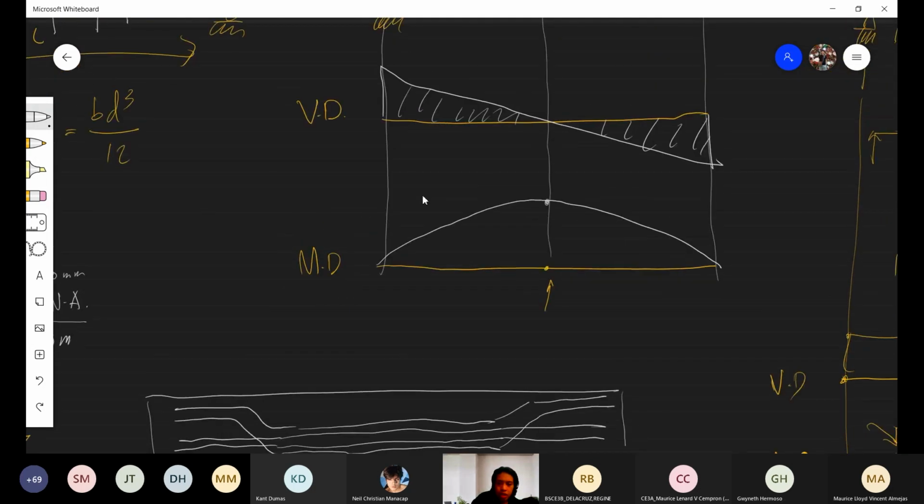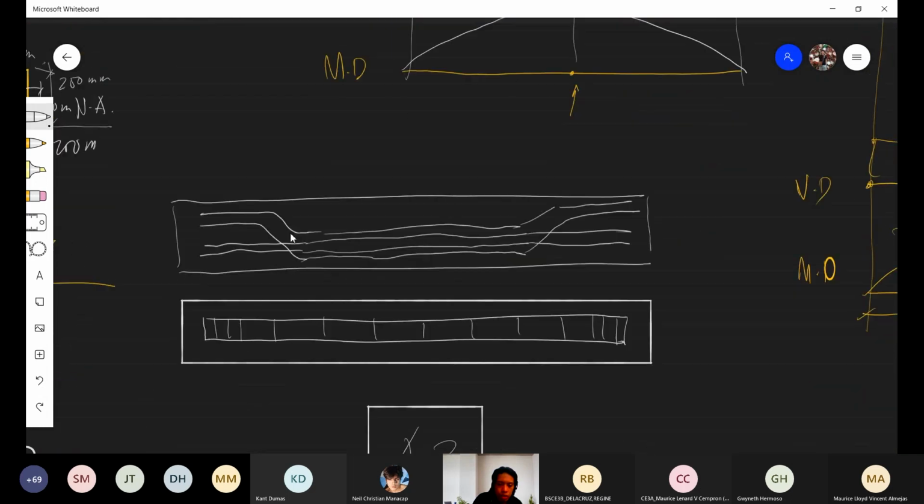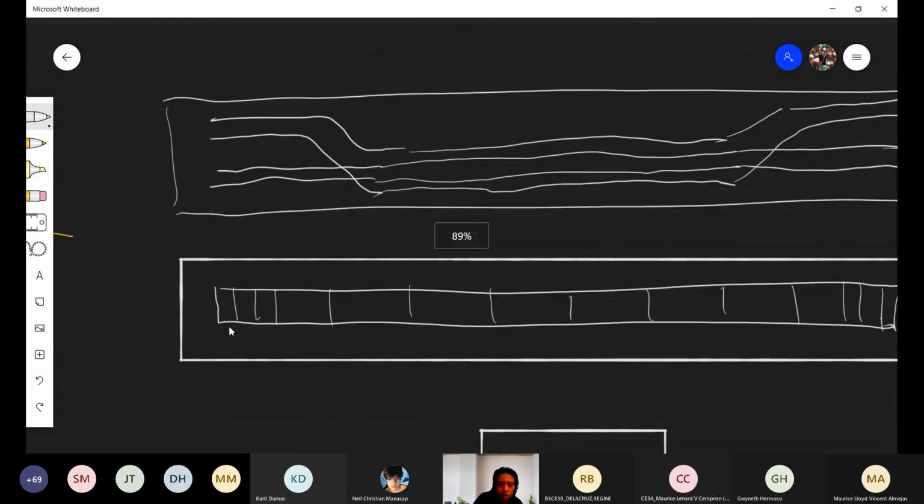The direction of the force here is along the y-axis. Thus, as you can see, the direction of the bars, the reinforcement here, is also along the y-axis.